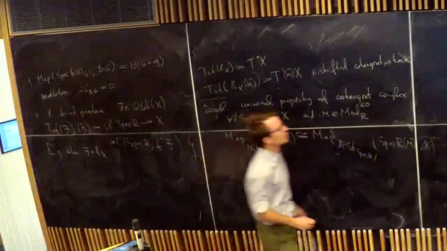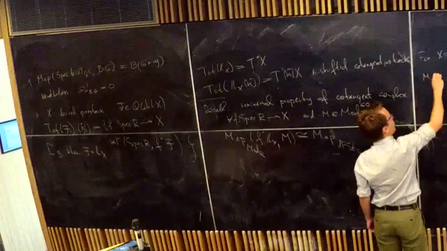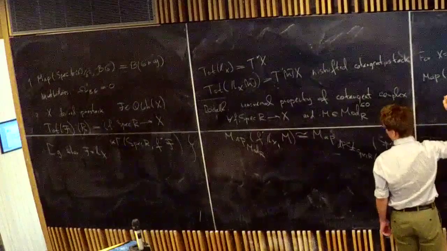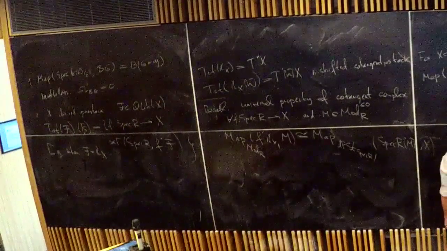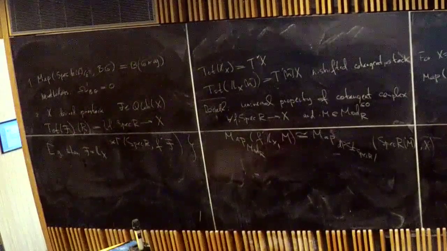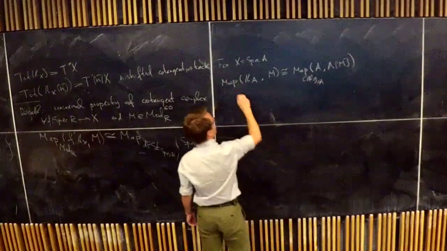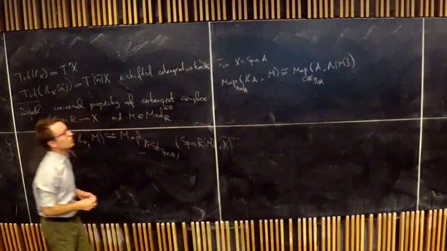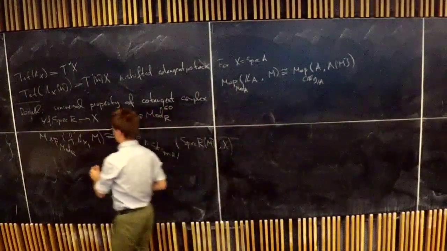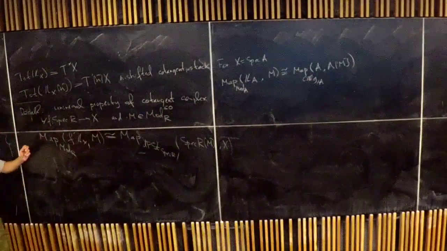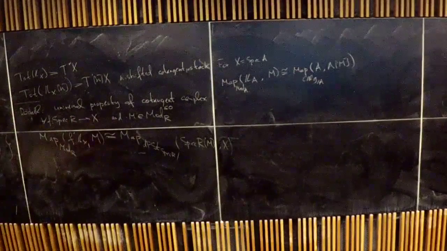Okay. So for instance, for an affine, you just have maps from the cotangent complex of this affine into M. Maps from, and this is happening in the category of algebras with a map to A. This is happening in A modules. So X has turned into Spec A, and so this was for any Spec R mapping into X. And for an affine, it's enough to just specify for the final object, which is Spec A mapping into Spec A.